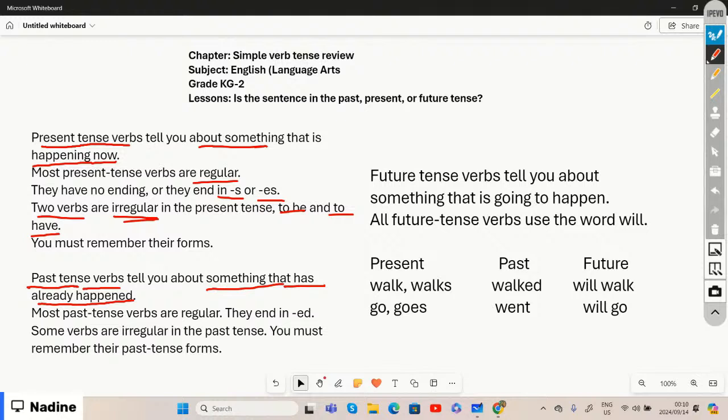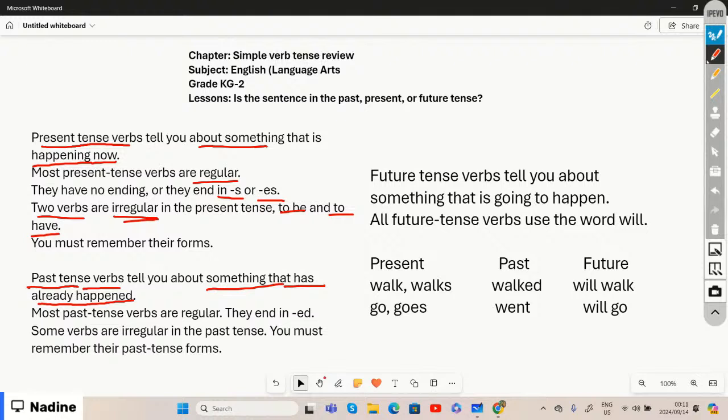If something even happened an hour ago, it is in the past, because if you're going to tell somebody about something that happened an hour ago, you are going to tell it to them in the past. If you're going to tell them that you were watching TV, then you'll say, I watched TV. Now I watch TV, or he watches TV.